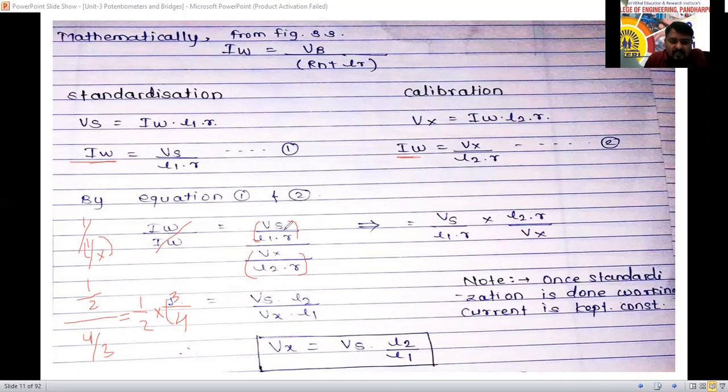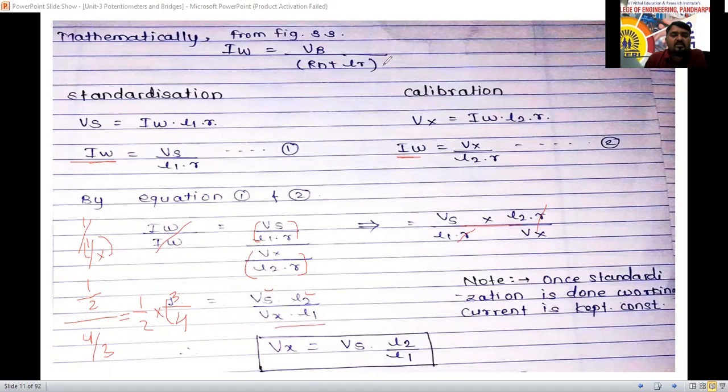Now here also it is the same thing. V_S by L1R I will write as it is. This term becomes numerator into denominator, denominator into numerator, so L2R divided by V_X. Here also L is there, R is there, so R gets cancelled. The term left is V_S by V_X equals L1 by L2.